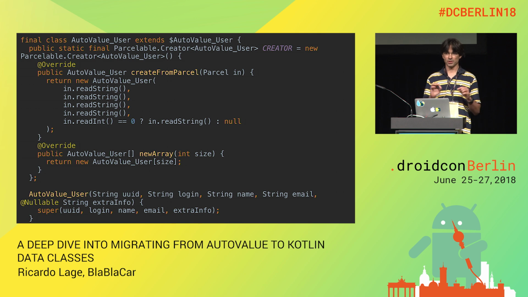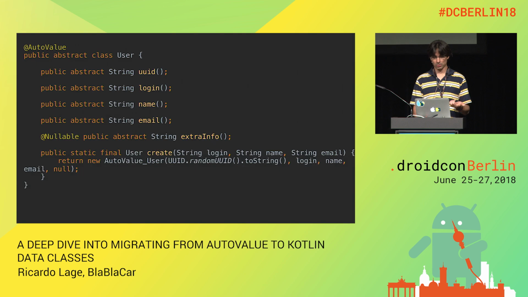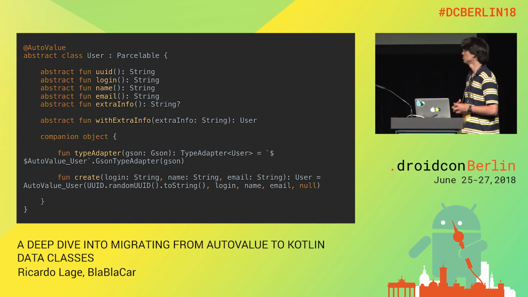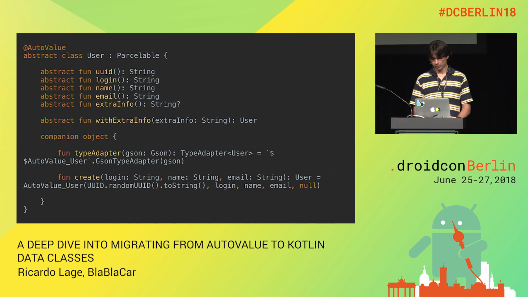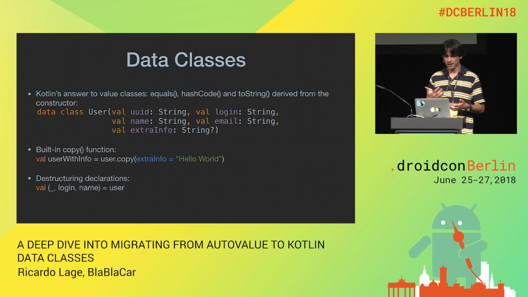So we just have this abstract class with the content that we're interested in. There are very few extra annotations that we need to add to our class, and we get all this code generated for us for free. And if we have that, why migrate to data classes then? In principle, since we have this class now in Java, and if we are migrating our project to Kotlin, we could just have AutoValue in Kotlin. The reason we migrate to data classes is because, well, they are a native answer to value classes.